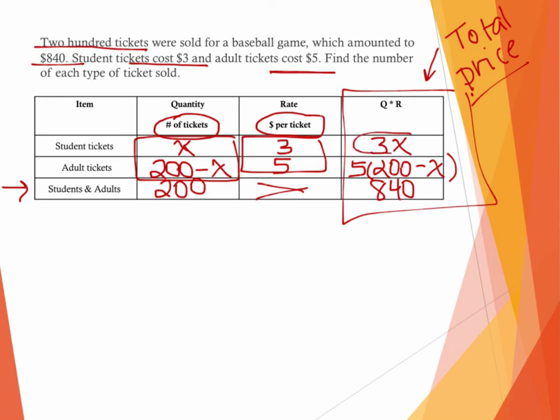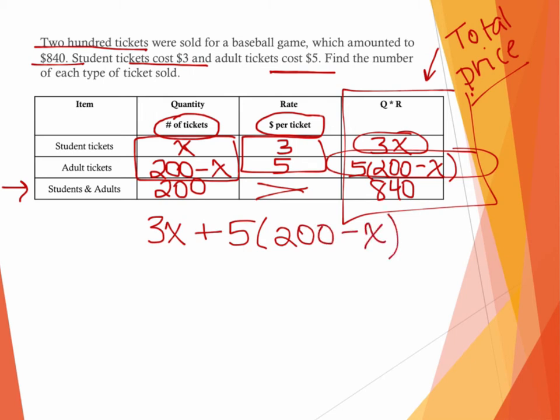We know the number of student tickets plus the number of adult tickets times their price should give me $840, because that's how much all 200 tickets brought in. I can now solve this equation.